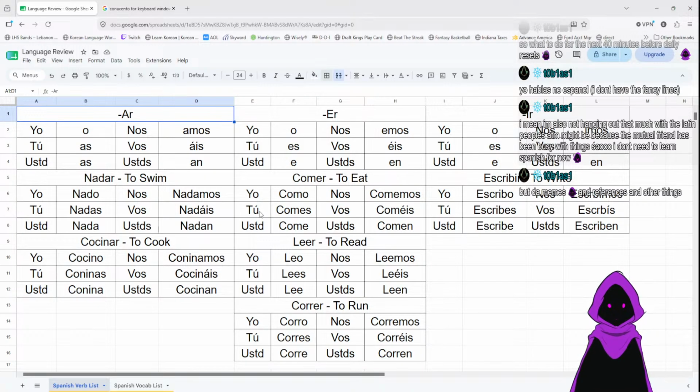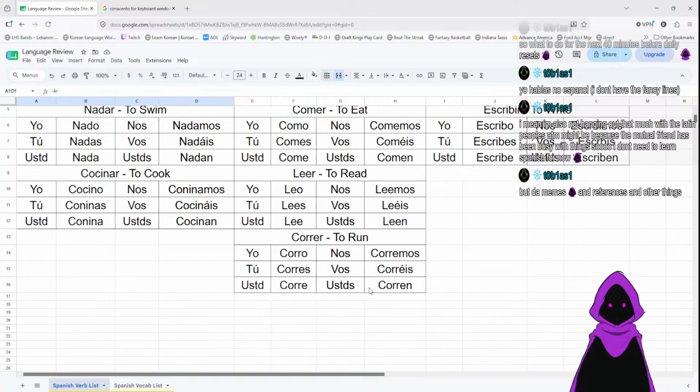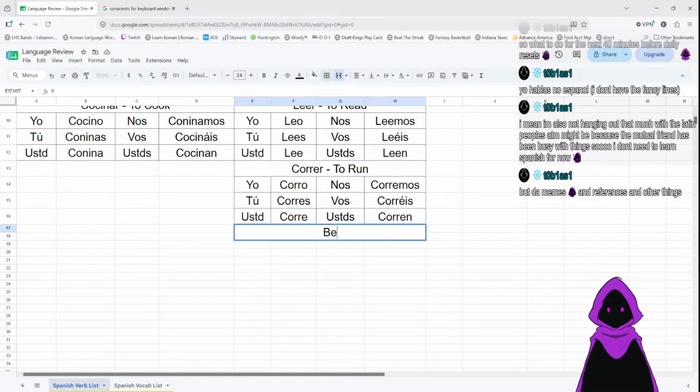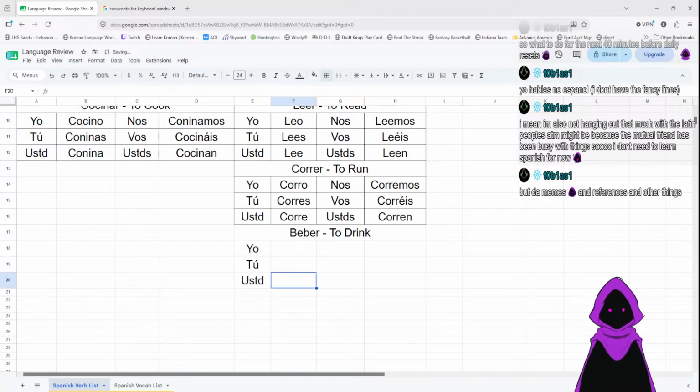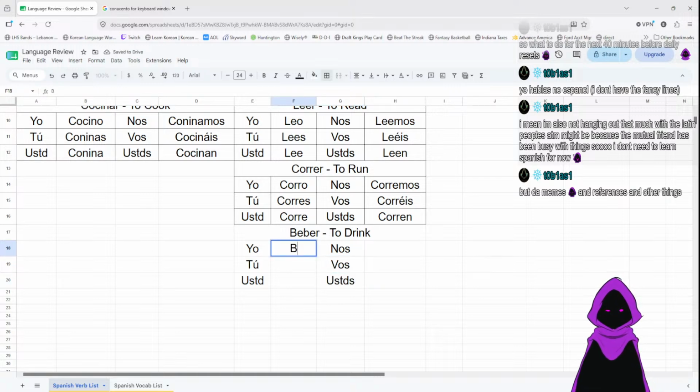But yeah, back on topic of trying to write some more of these down. Where was I? ER. Going back to ER verbs here with beber. Beber is the verb to drink, everybody. So, if we went to drink some alcohol or something, we use beber, saying that that person or who all is drinking. So, beber, or I drink, is bebo.